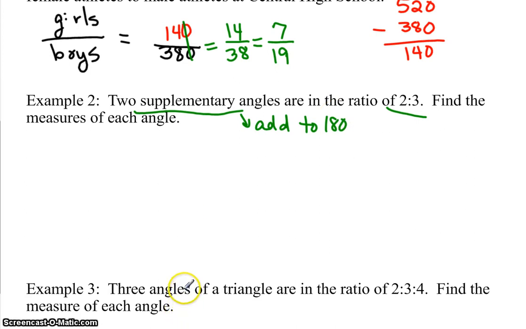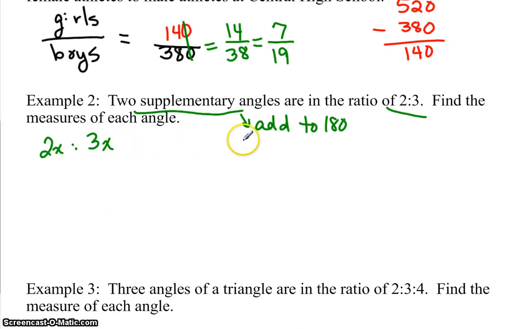That doesn't mean one angle is 2 degrees and the other is 3. It means they're in that ratio. We don't know what was divided out when it's simplified to 2 to 3. So we set up one of the angles is 2x, the other angle is 3x. If you simplified that, you would get 2 to 3.